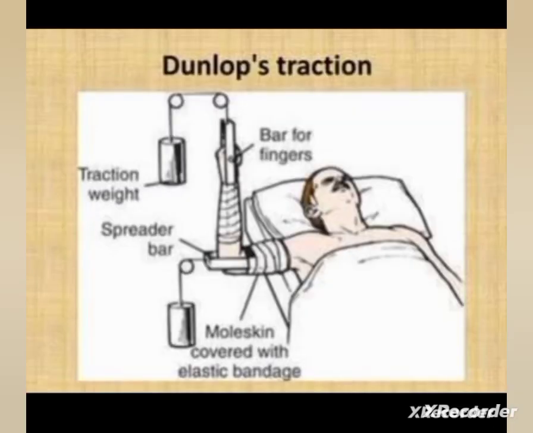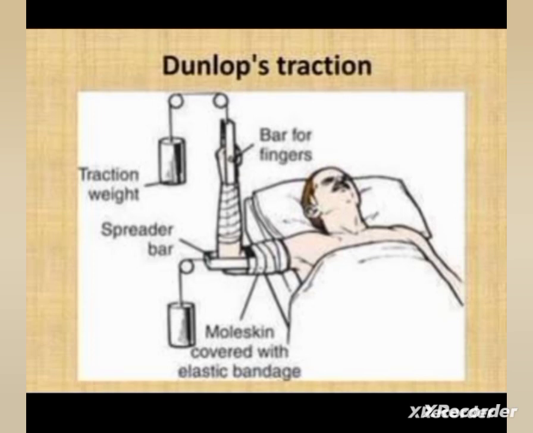Next traction is Dunlop traction. Dunlop traction is used in adolescents and young adults on the lower humerus and forearm. Usually the weight is 1.5 to 2.5 kilograms. Here it can be used for realignment of fracture of the humerus or the forearm. So that is regarding Dunlop traction.